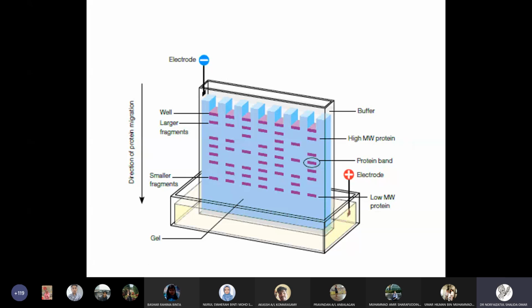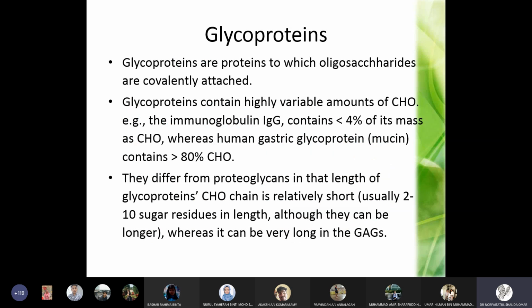So I hope you understand the concept of this isoelectric point. Okay, before I go further, any question?